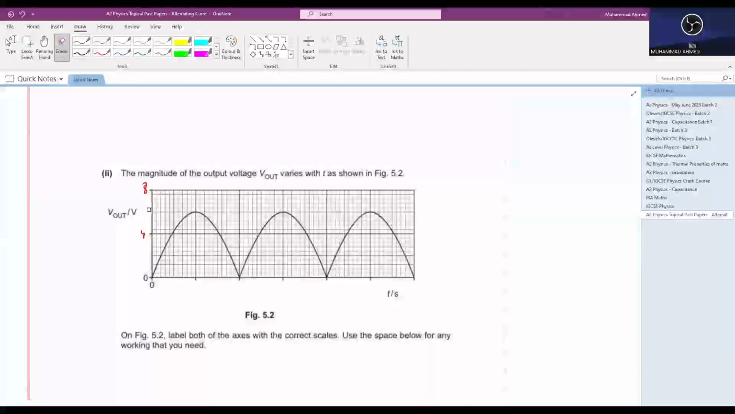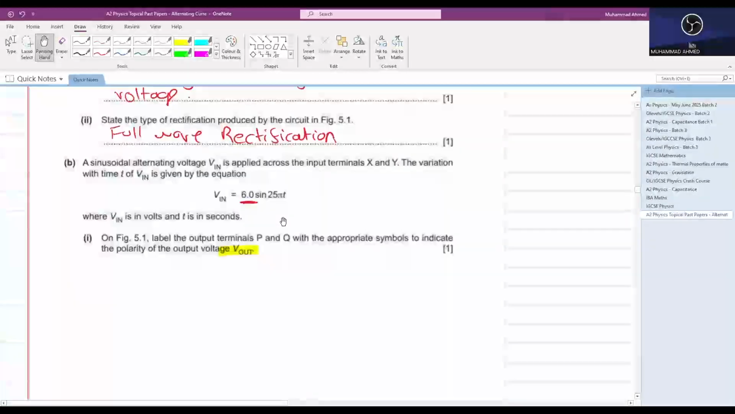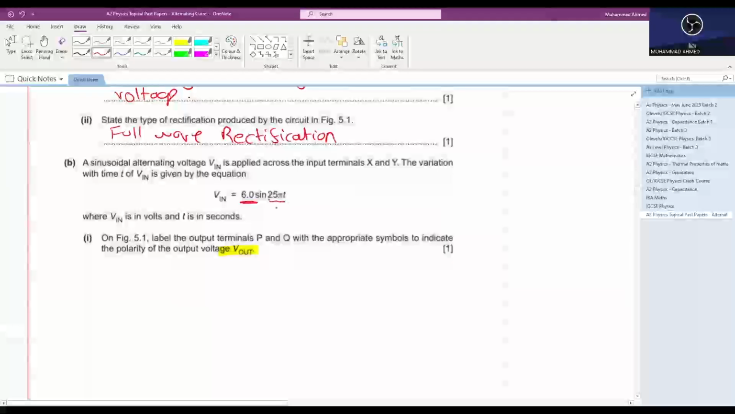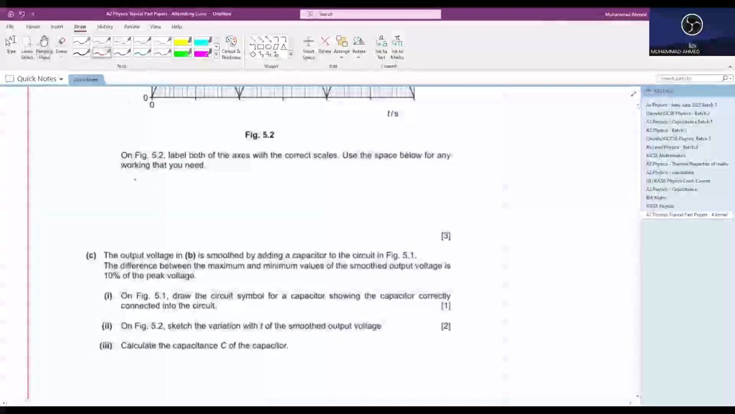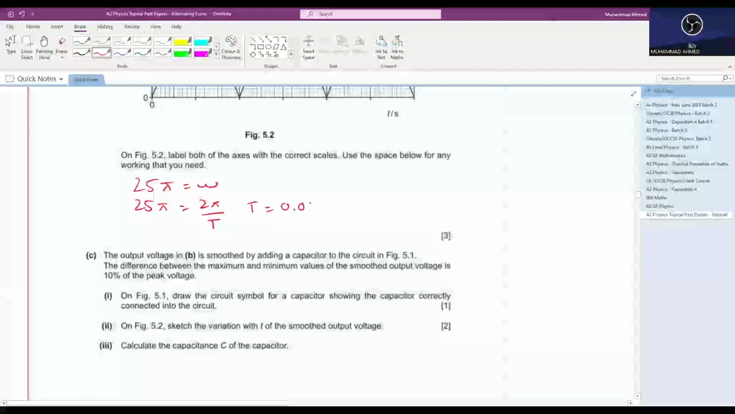Okay, for the x axis, I guess we will have to do some amount of calculations. On the x axis, we have time. Okay, so this thing is what? Your W. So let's bring it downward. 25 pi is equal to your W. And what do we know? W is equal to 2 pi over T. Can I calculate the time period? Yes, surely I can. 2 divided by 25. My time period comes out to be what? Time period is equal to 0.08 seconds.